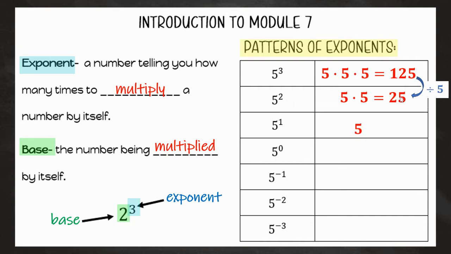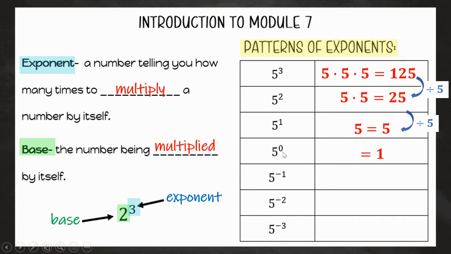5 to the 1 power is just 5. That's really our identity exponent rule. And that is equal to 5. Again, to go from 25 to 5, you'll notice that I divided by 5. So we should be noticing a pattern.